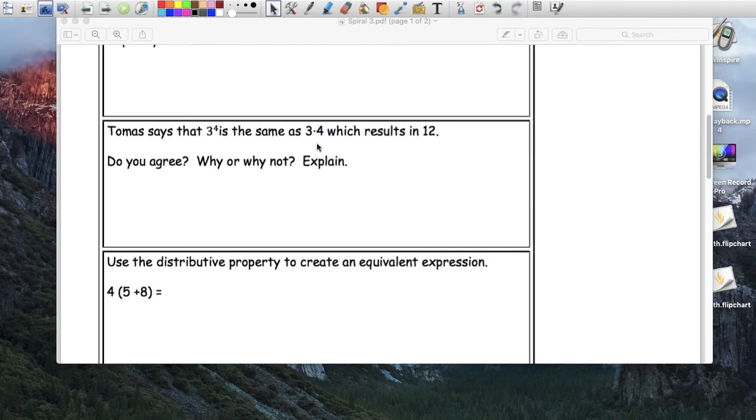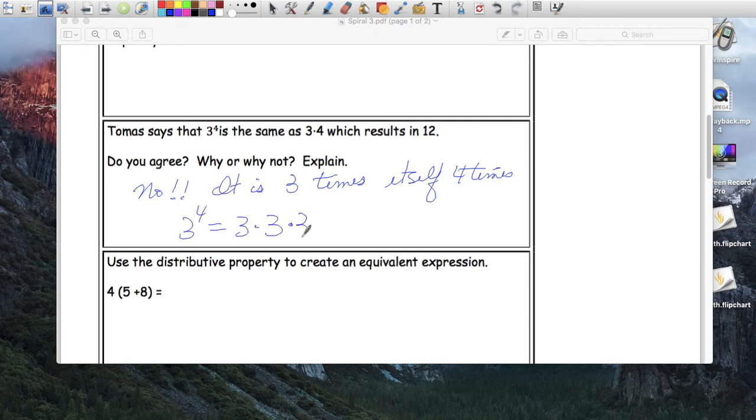Tomas says 3 to the 4th is the same thing as 3 times 4, which is 12. Do you agree? Hopefully not. No. Okay, 3 to the 4th power is not the same thing as 3 times 4. It actually means 3 times itself 4 times. So 3 to the 4th power equals 3 times 3 times 3 times 3, which gives us 81. Okay, so you would write the whole explanation.